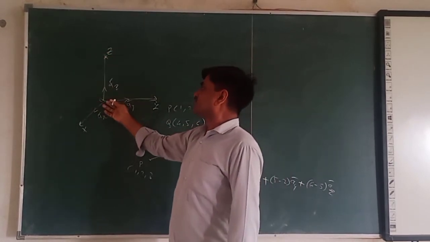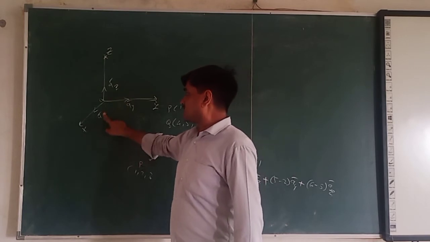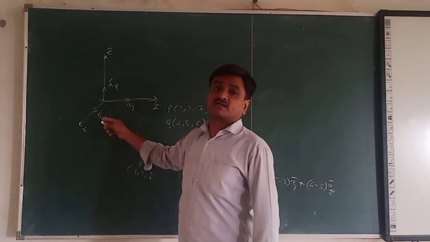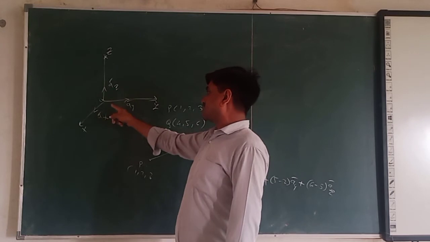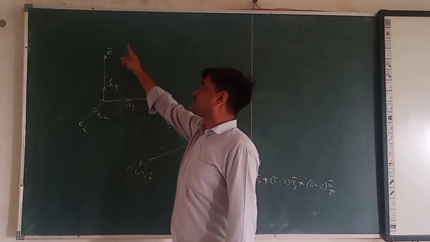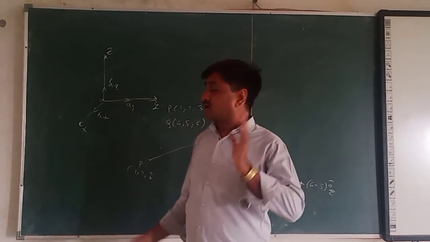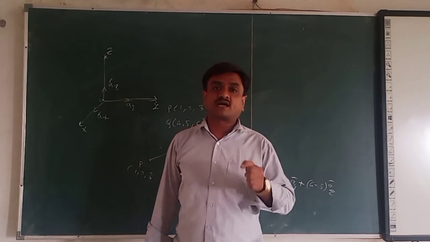So the axis is increasing in the outward direction. Therefore, the direction of ax, that is the unit vector, is like this. Direction ay is increasing in the rightward direction, and az is increasing in the upward direction, and therefore they are shown like this.